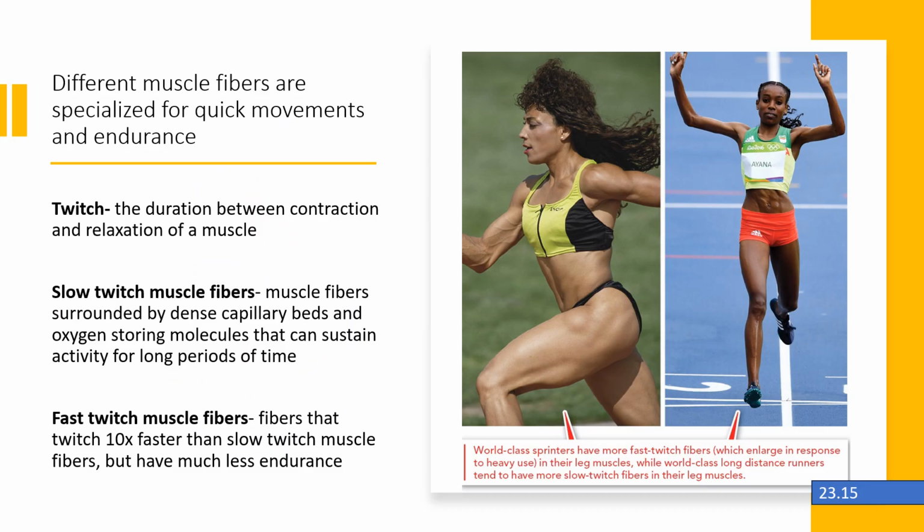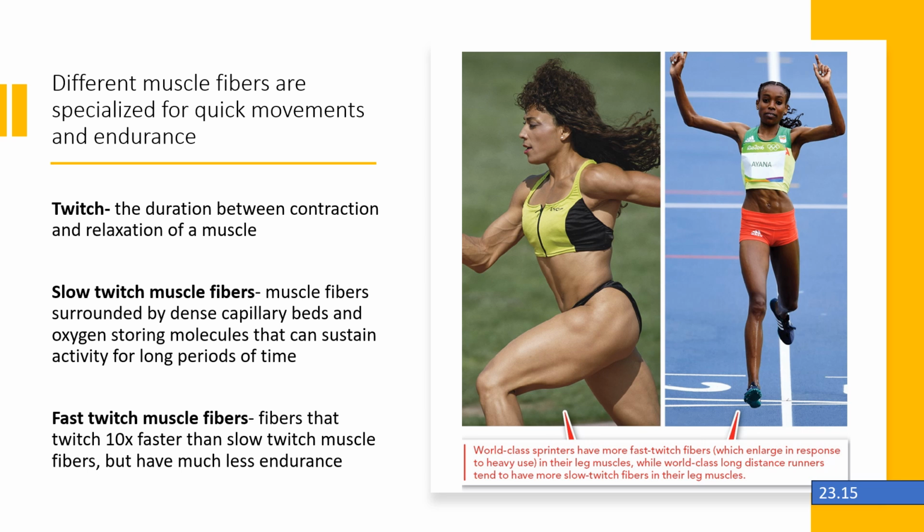We have different types of muscle fibers in our bodies that allow us to move in different ways. These fibers differ in their twitch rate, or the duration between the contraction and relaxation of the muscle. Slow twitch muscle fibers have a longer duration between contraction and relaxation, so a slower twitch. They are for sustaining activity for a long period of time, such as in endurance running. The slow twitch muscle fibers are surrounded by dense capillary beds and oxygen-storing molecules to help sustain that activity.